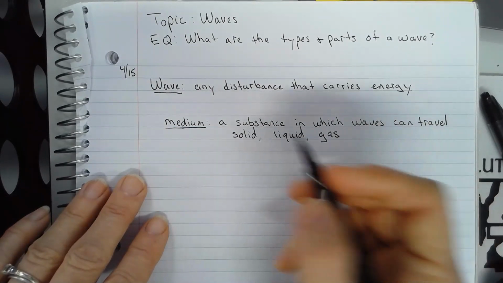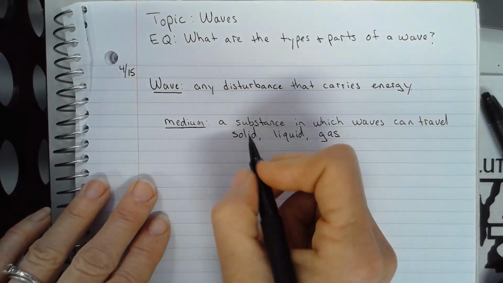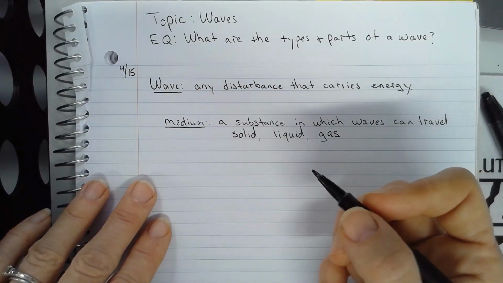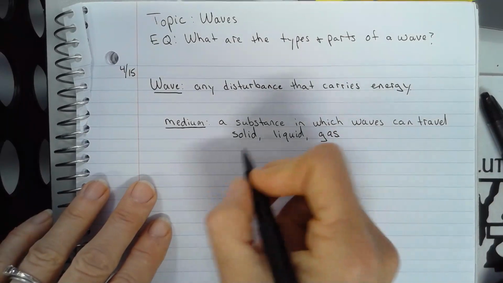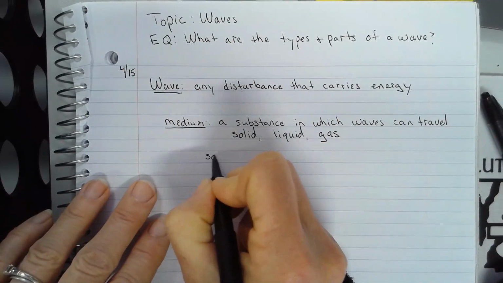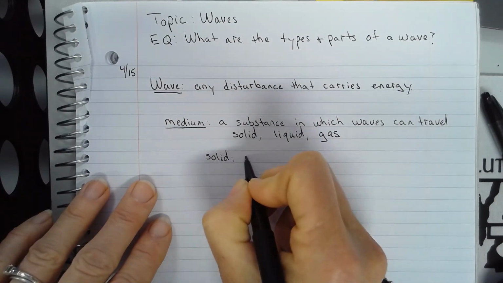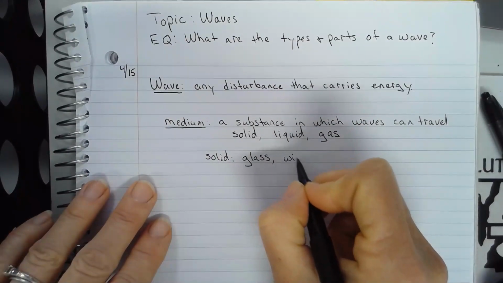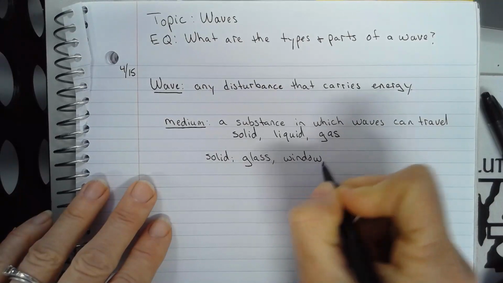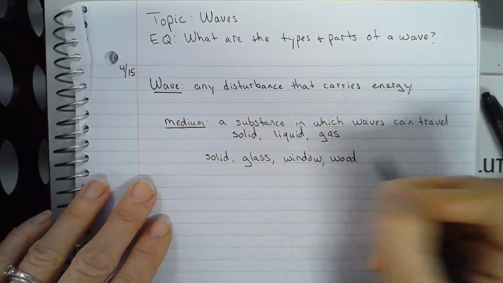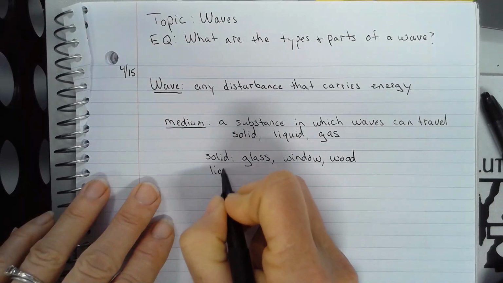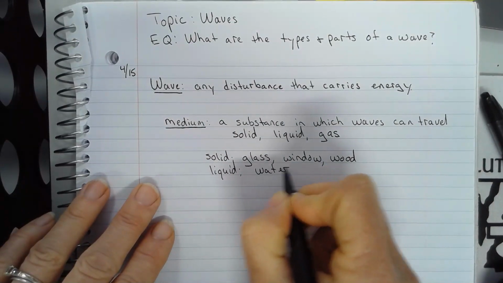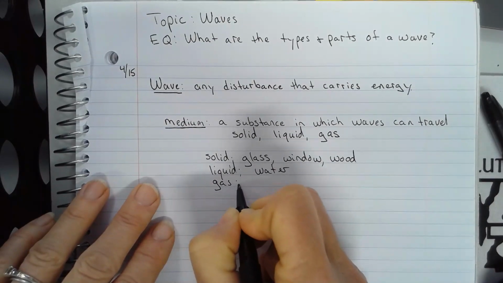A solid, an example would be clear glass. Any solid, but wood, TV, a remote control, a pen. A solid could be glass, a window. Could also be wood. Any piece of solid. A liquid, I always think of a swimming pool, but water. A gas, an example of gas is going to be air.